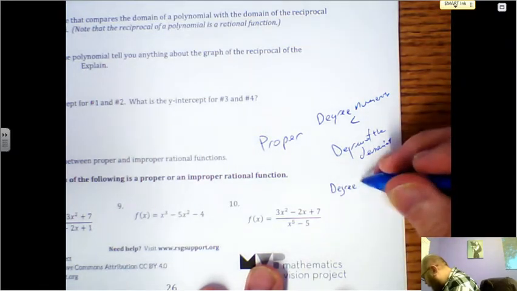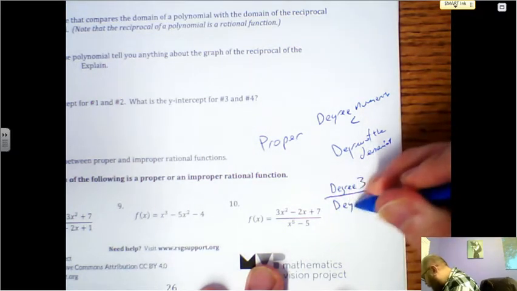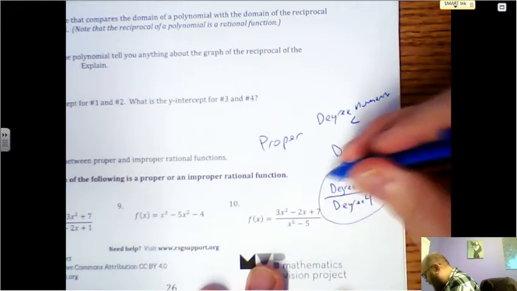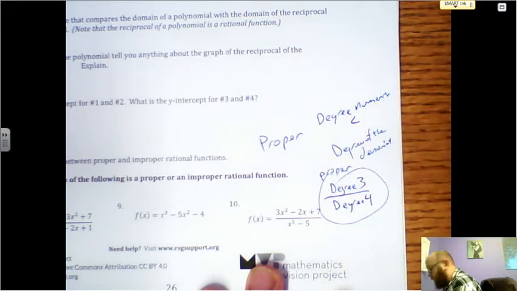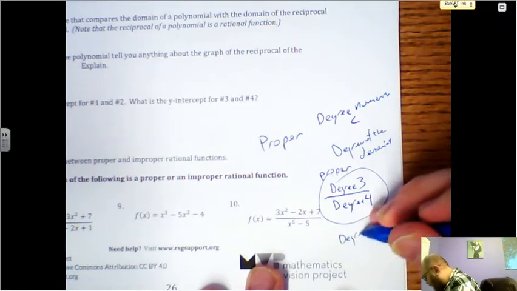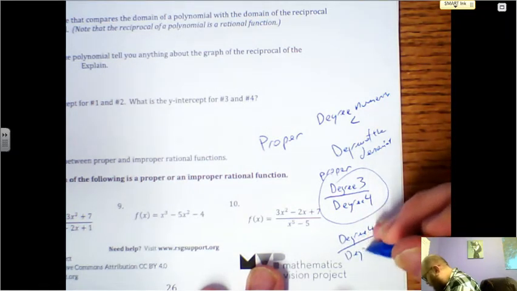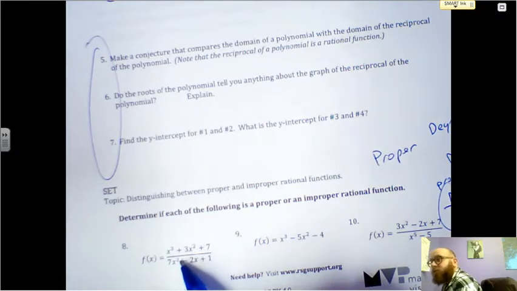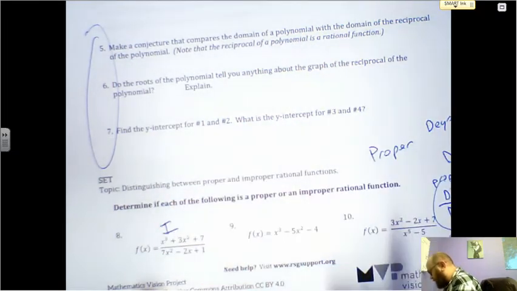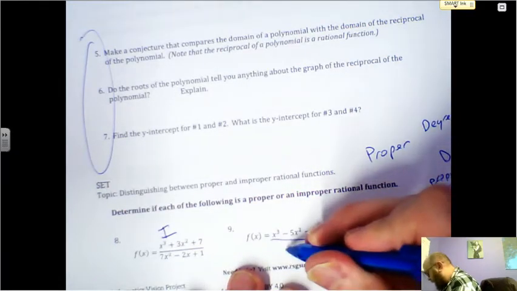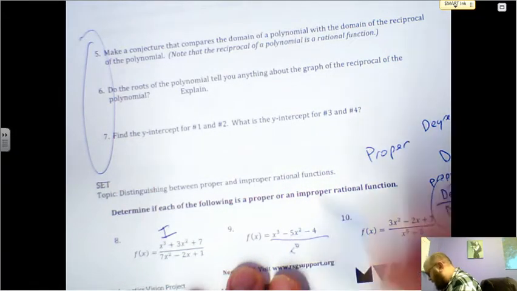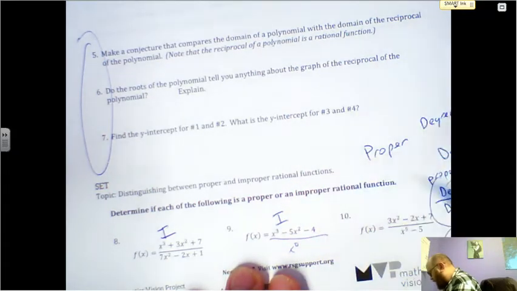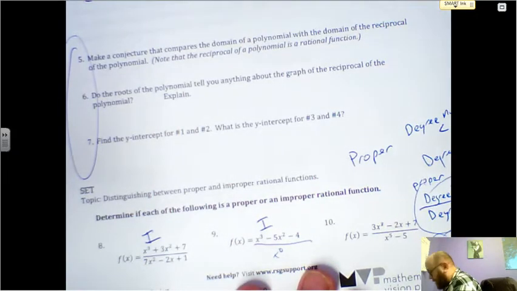So if this were like a degree 3 and this were a degree 4, this would be proper. But if the reverse were true, if this were a degree 4, this were a degree 3, this would be improper. Okay. So here, 3, 2, this would be improper. 3, x to the 0, this would be improper. 2, 5, this would be proper. Okay, that's pretty much all it's asking us to do.